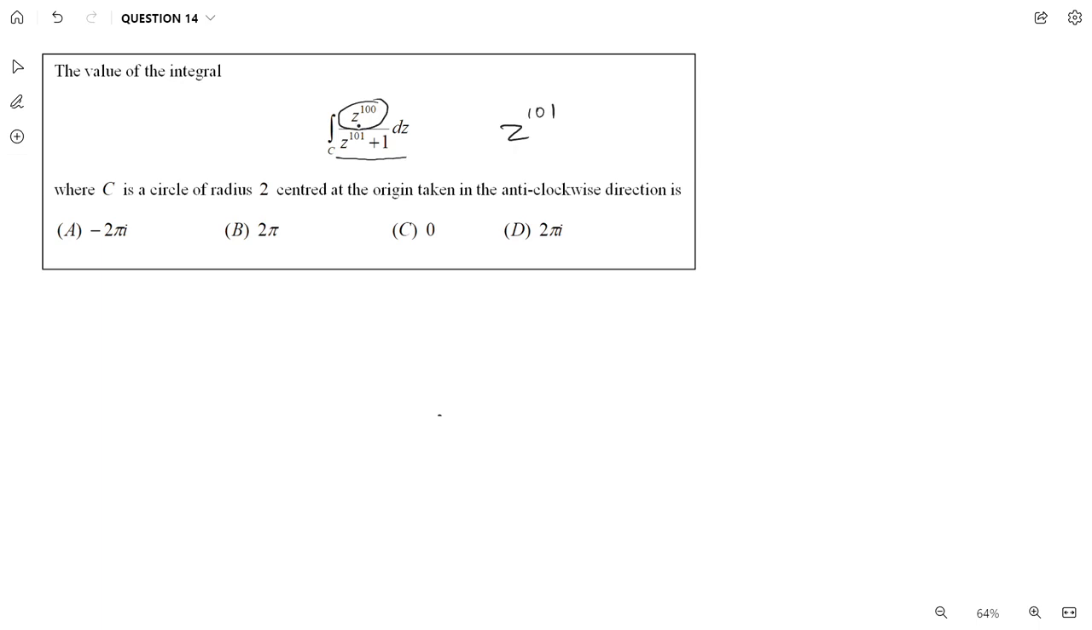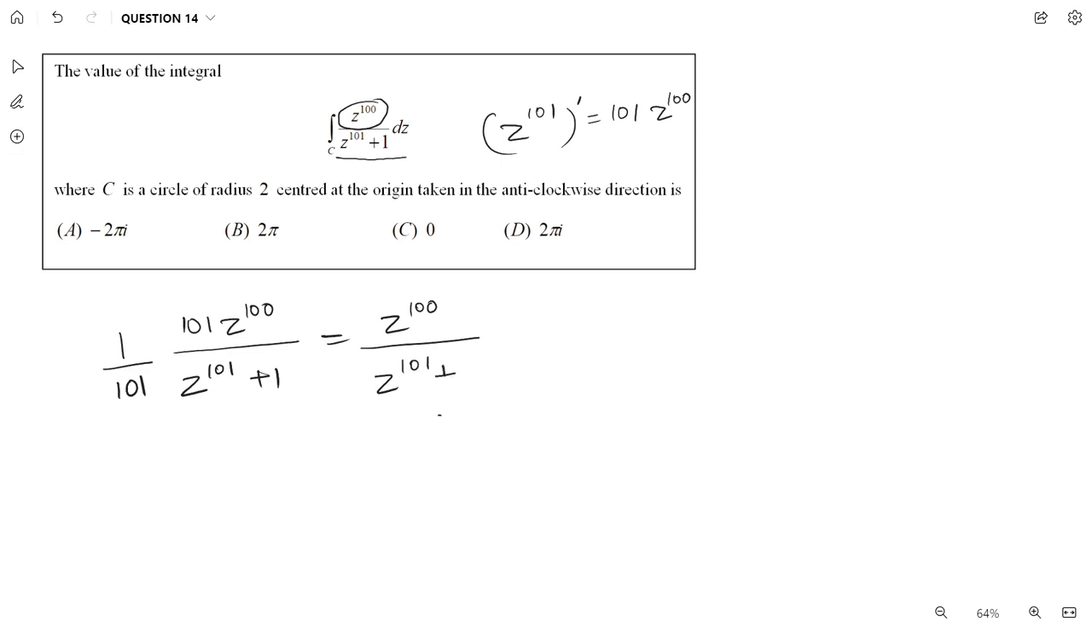is z power 100. So the derivative of z power 101 is 101 into z power 100. So we can adjust this 101 here. We will get the derivative of the function in the denominator in the numerator. So suppose we make some adjustment like 101 z power 100 upon z power 101 plus 1, and just divide the whole thing by 101. So this is z power 100 divided by z power 101 plus 1.